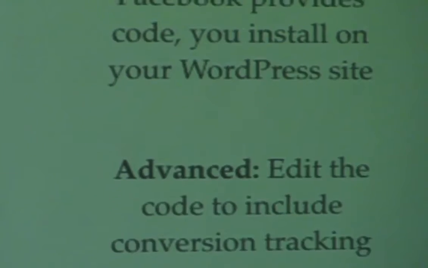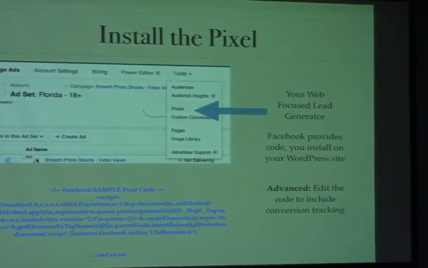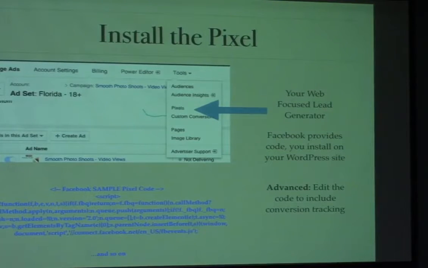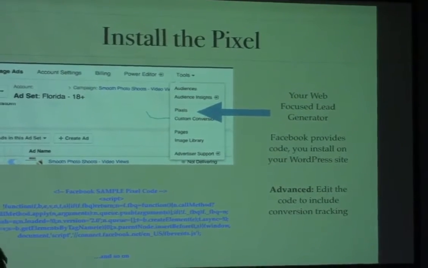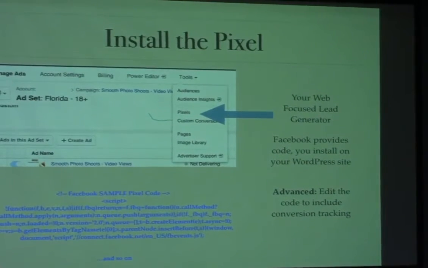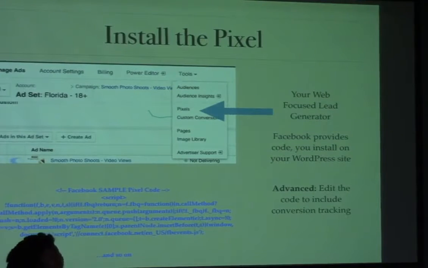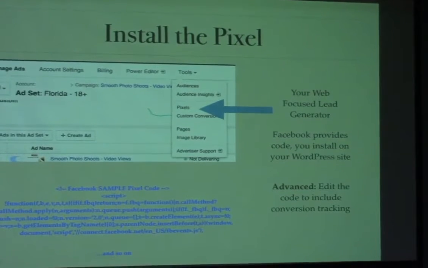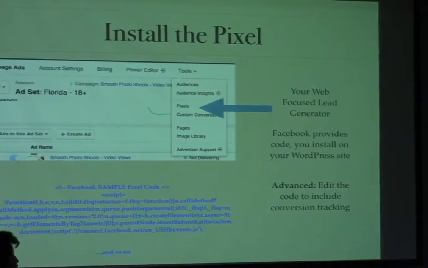All right, this is it. This is the reason why we did this talk. The pixel. All right, listen. What Facebook will do is, after you've created your ad and your audience and you know who you want, Facebook will give you a pixel. It will give you a snippet of code to put on your website. If you do WordPress development, you put it in the header. That's it. Just copy this code.